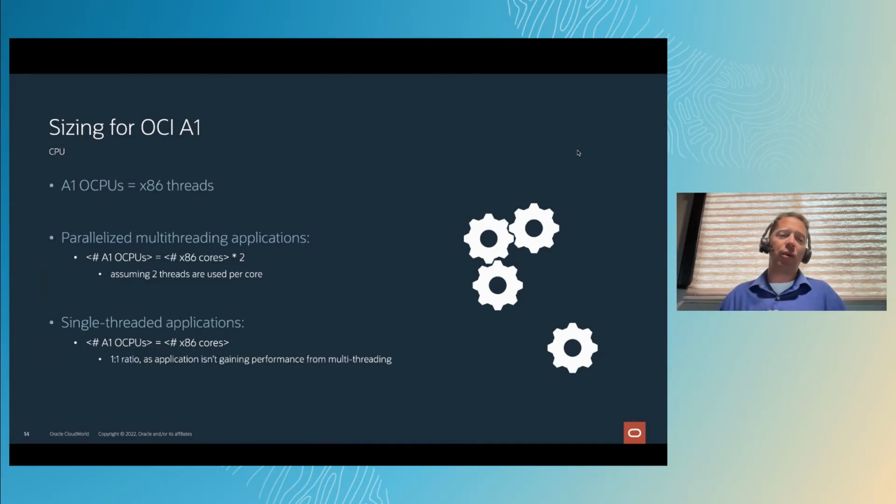Now, when we start getting into situations where we have single-threaded applications, we'd start testing by doing a 1-to-1 ratio. Number of x86 cores would be the same number as the A1 OCPUs. So that 1-to-1 ratio, it's not going to be perfect. You're going to have to test, right? And same with a 2-to-1 ratio. It's not going to be perfect, but it gives you a good starting point and a good reference point when you're testing and developing applications. Again, this is for both multi-threaded applications as well as single-threaded. It's going to vary depending on your application and environment.